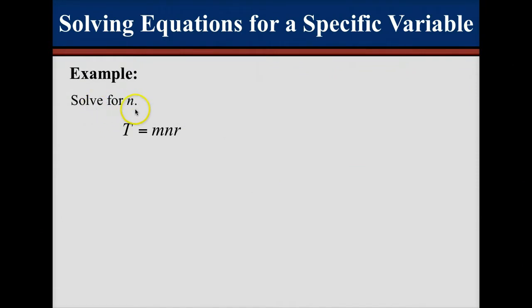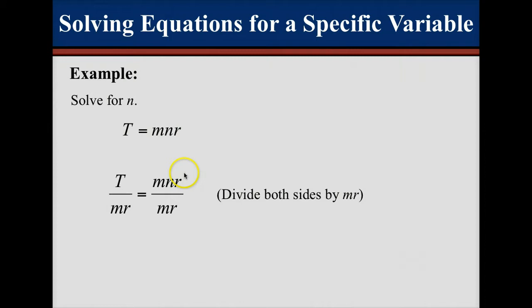So we're asked in this formula to solve for n. But notice that m and r are multiplied by n. What is the opposite of multiplication? Why, it's division, of course. So in order to isolate the n all by itself, we're going to divide both sides by mr. When we do that, this m and r will cancel out and leave us with just an n on this side and t over mr. So when we simplify, n is equal to t divided by mr.